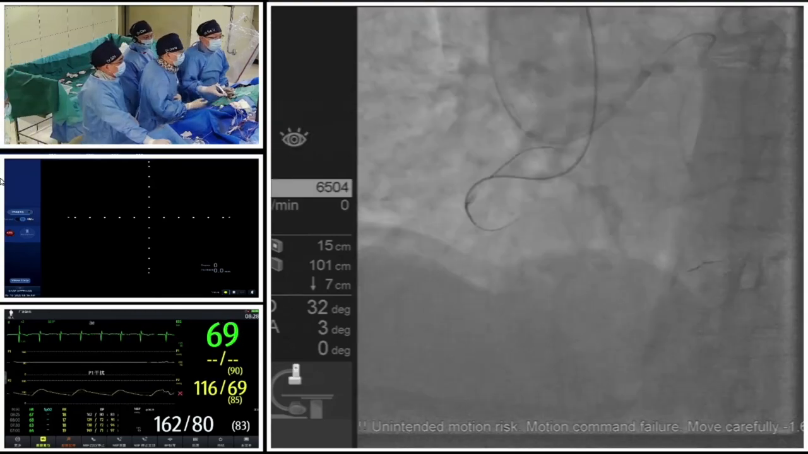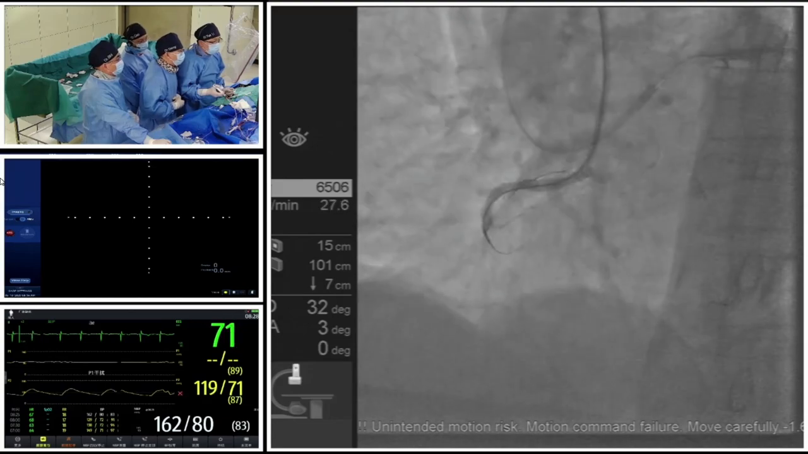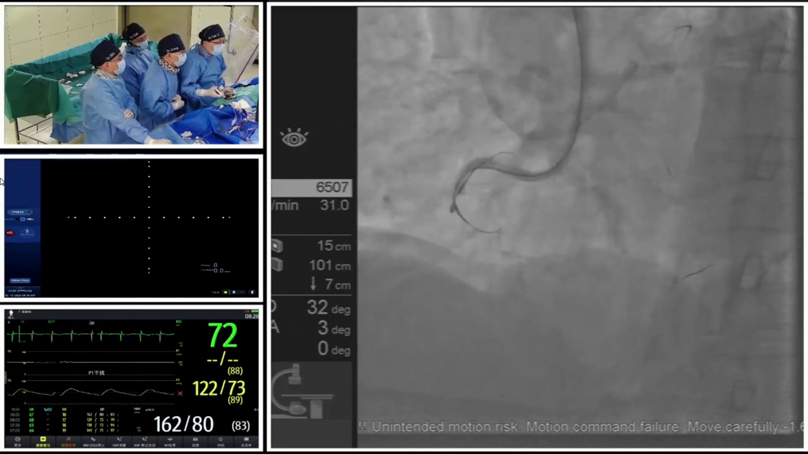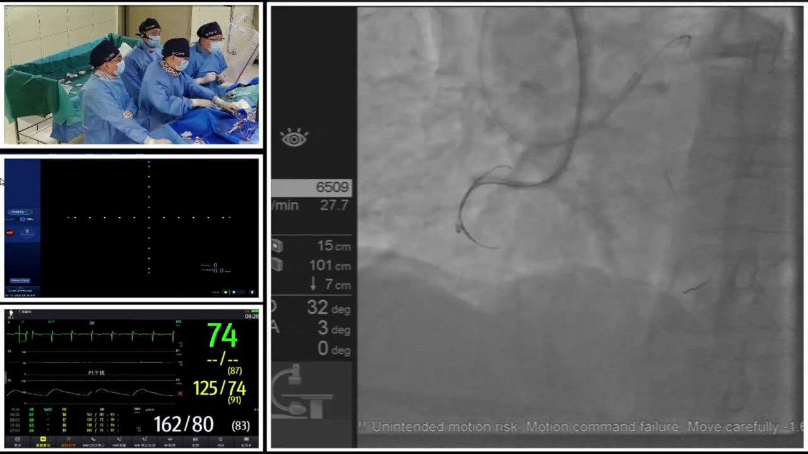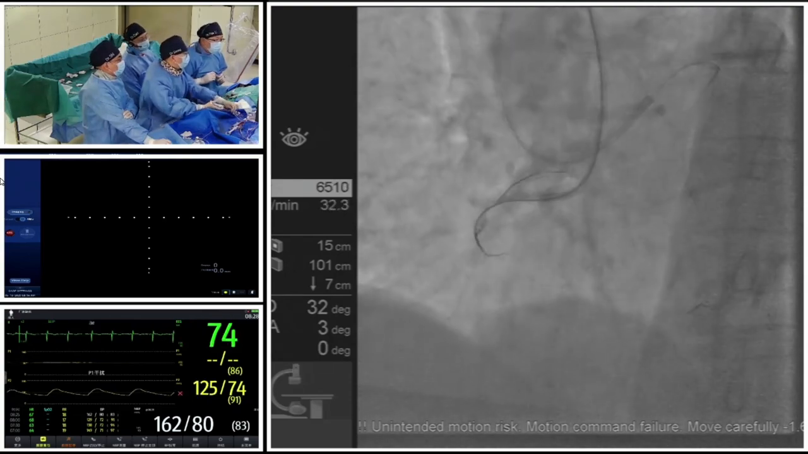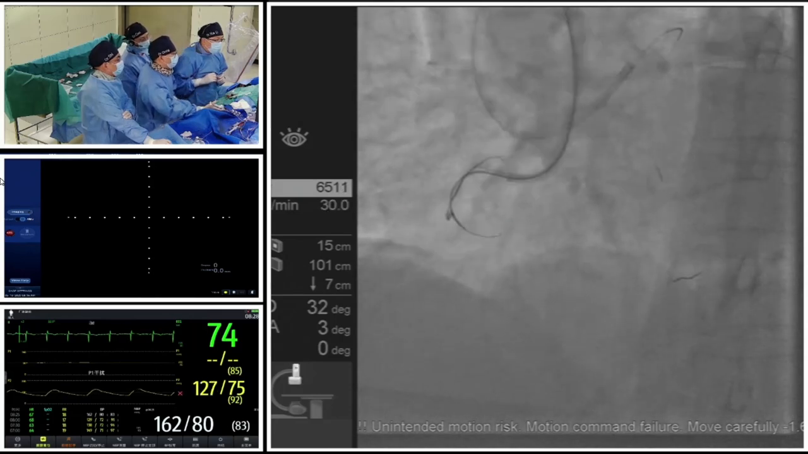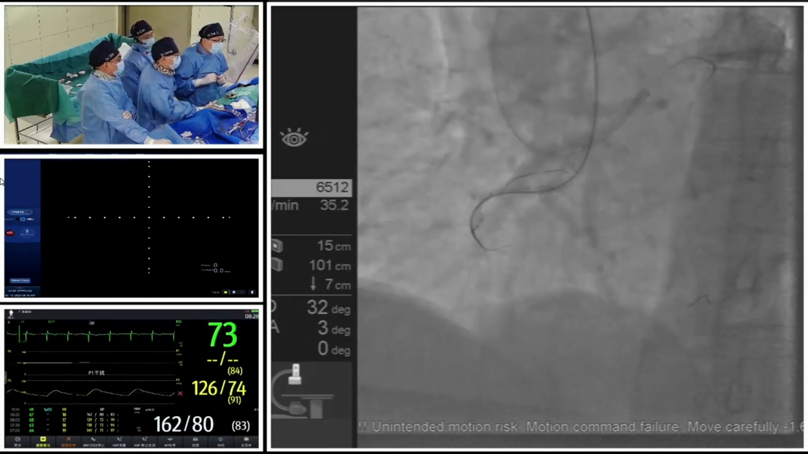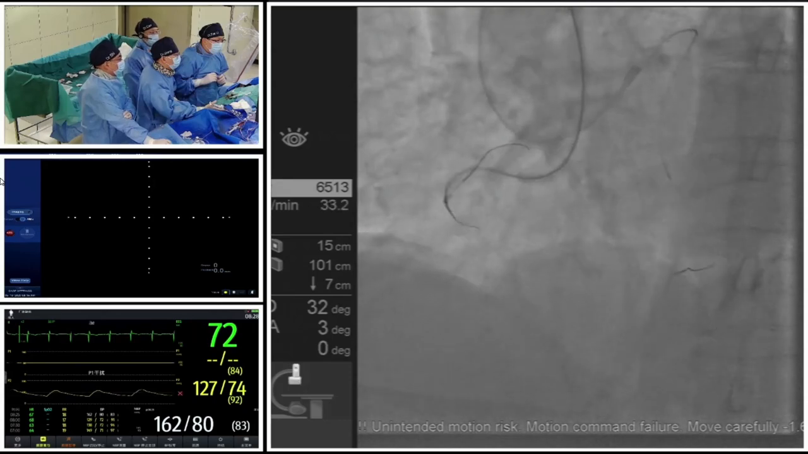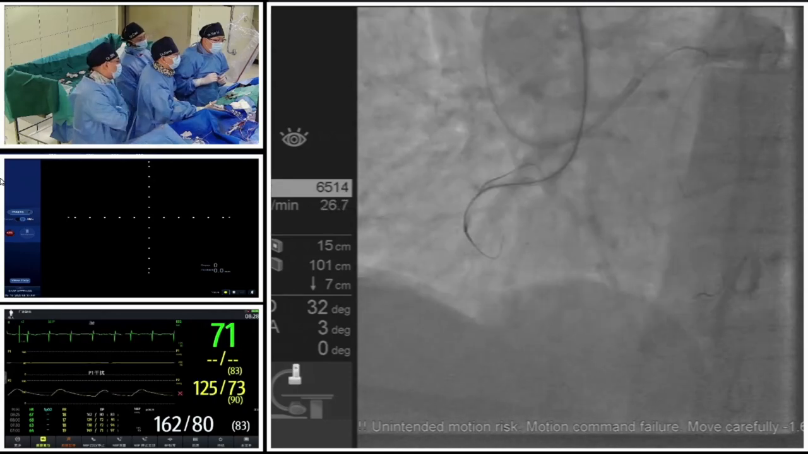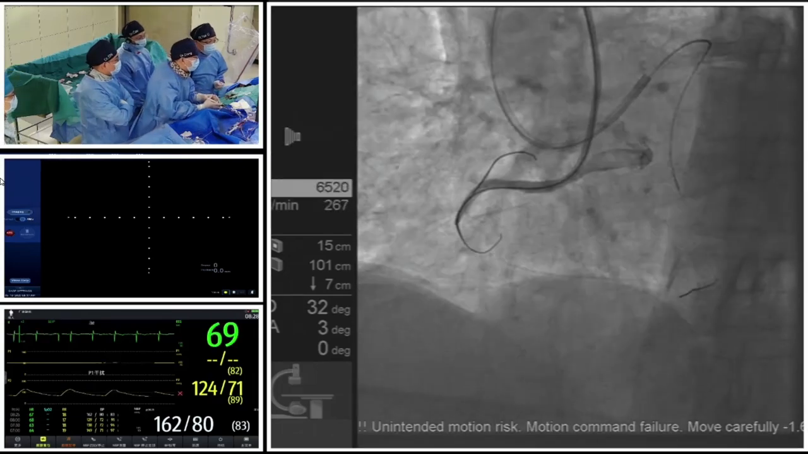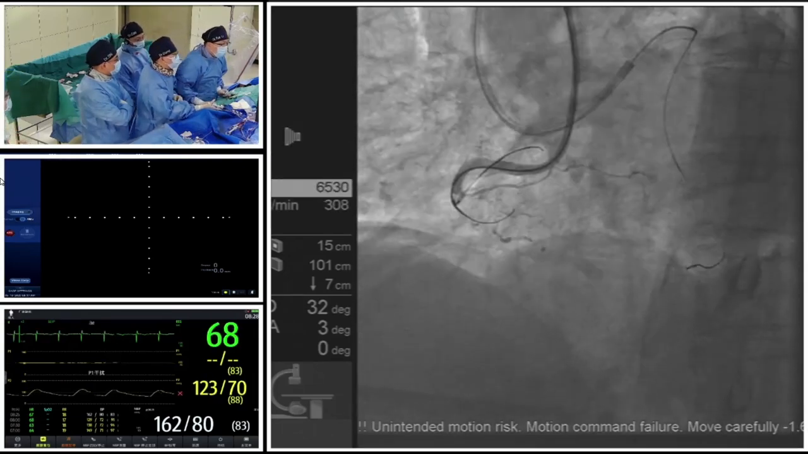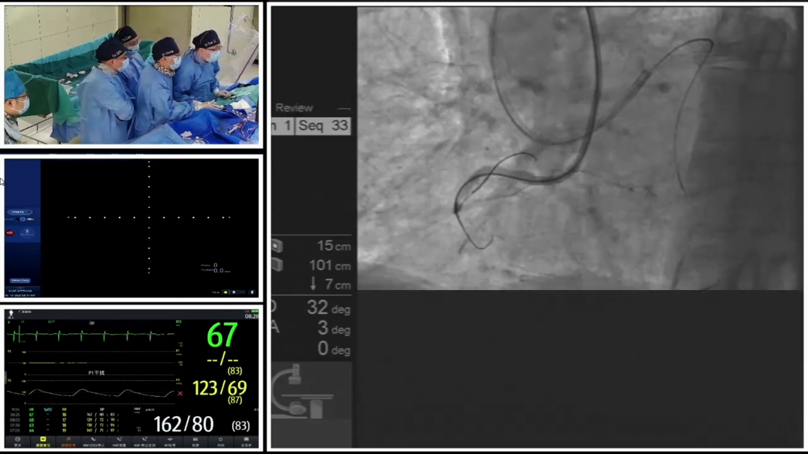Because from angiography, we may easily think that the proximal entry point is the connection part of the side branch and the main branch. However, from the IVUS image from the side branch, we identified the true entry point of the antegrade wire, which is not the connection part of the side branch and the main vessel. So intravascular imaging is of key importance in the CTO procedure, I think.